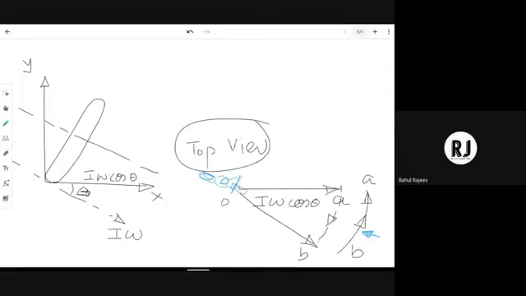When you look at it from the front, what you observe is, see, vector B to A is the reactive gyroscopic couple. Now when you look from the front, what do you see? This vector is acting like this.